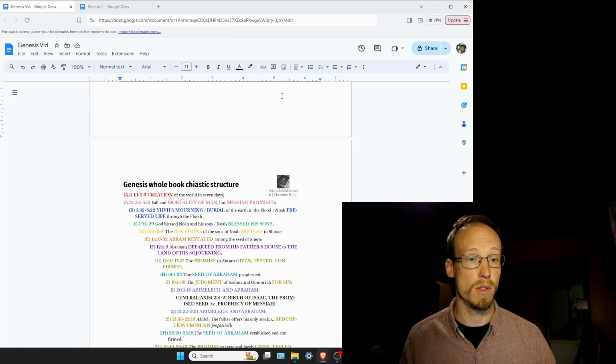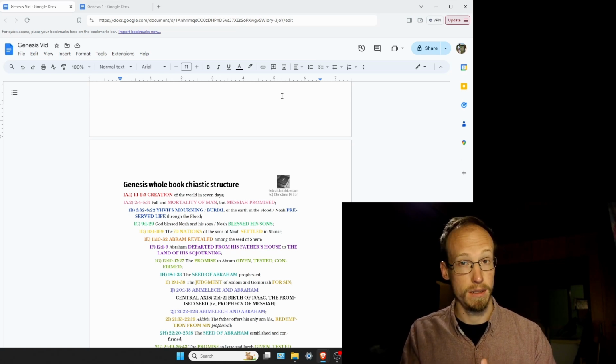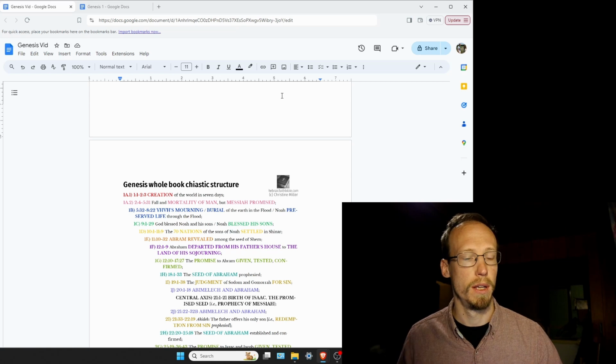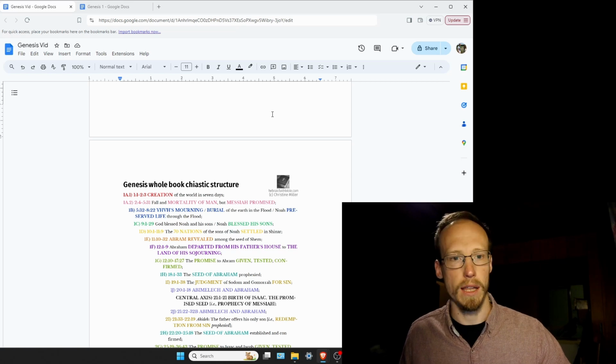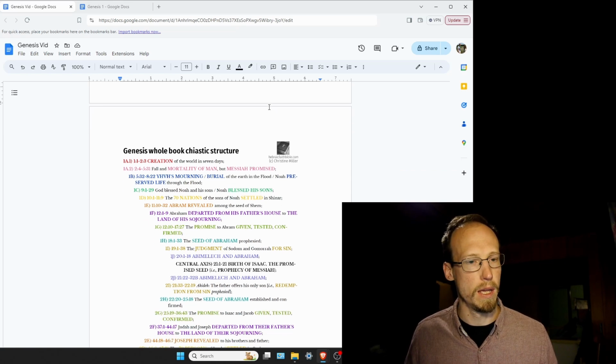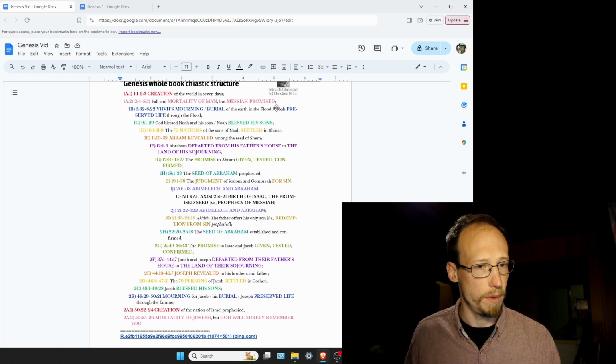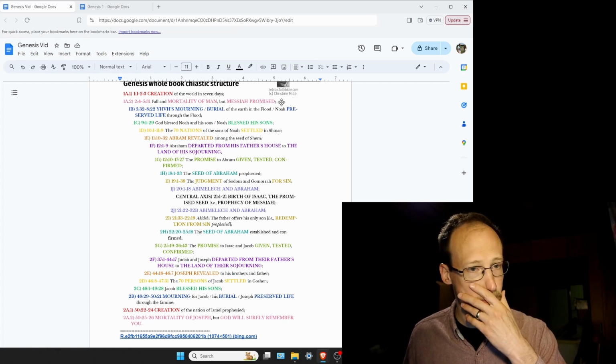There's so much creativity in this chapter and in the whole book of Genesis and the whole Bible that I think it's important to highlight. It means something. Okay, so here's another one. This is the whole book of Genesis.